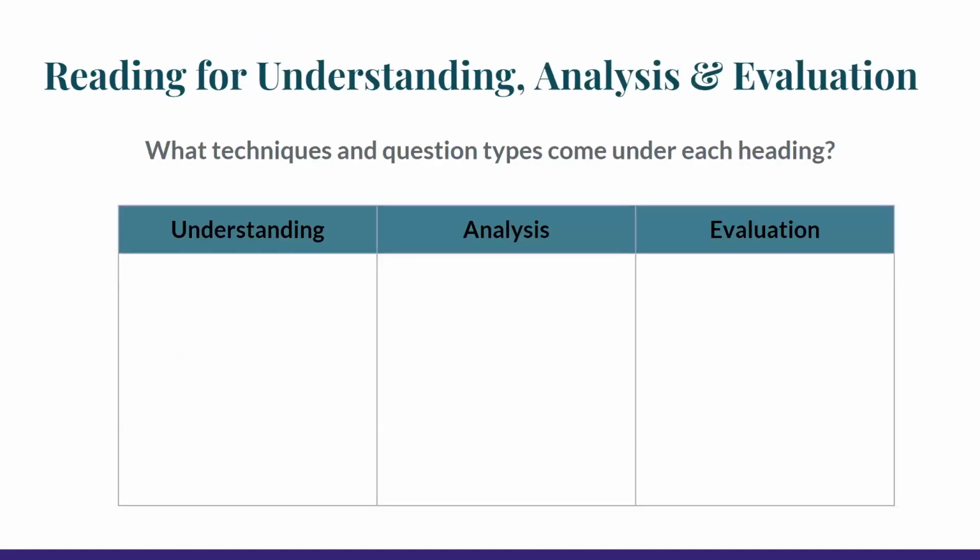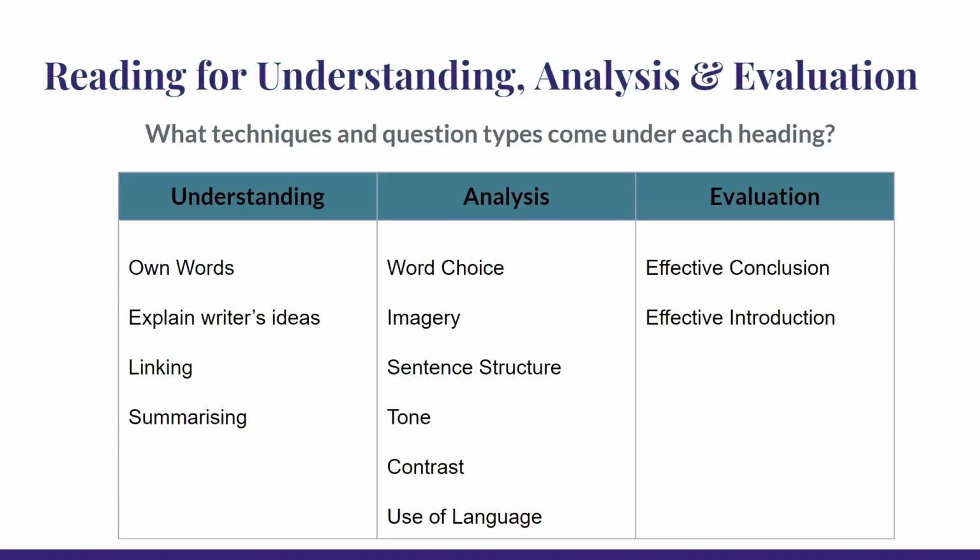Okay, so we've got that original table again. So you've now got choices to go back and forward and get that sorted. And if you're completely struggling or you've had a go, here is the answer. Understanding questions are always own words. You always have to try and use your own words as much as you can. You are generally asked to explain the writer's ideas, but linking and summarising both come under understanding. So understanding is generally where you have to explain what the passage is about, the what, as it were.